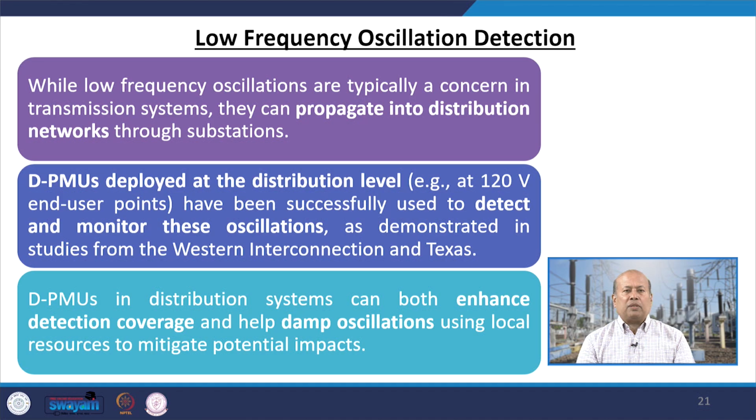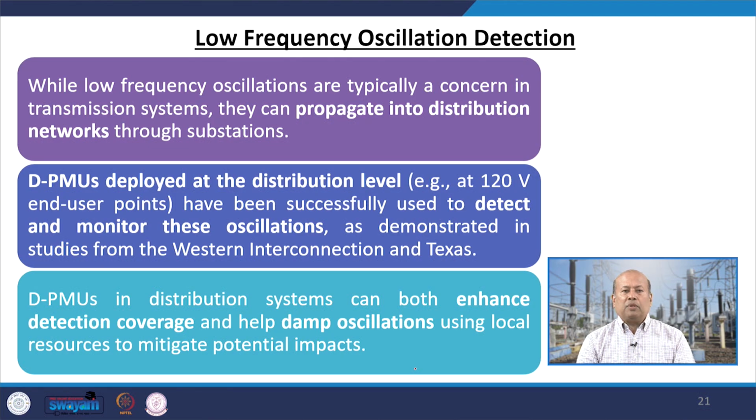While low frequency oscillations are typically a concern in transmission systems, they can propagate into distribution networks through substations. Low frequency oscillation is very common in high voltage networks, but still they can propagate or penetrate into low voltage networks. So, distribution PMUs deployed at the distribution level, for example at 120 volt end user points, have been successfully used to detect and monitor these oscillations, as demonstrated in studies from the Western Interconnection as well as in Texas.